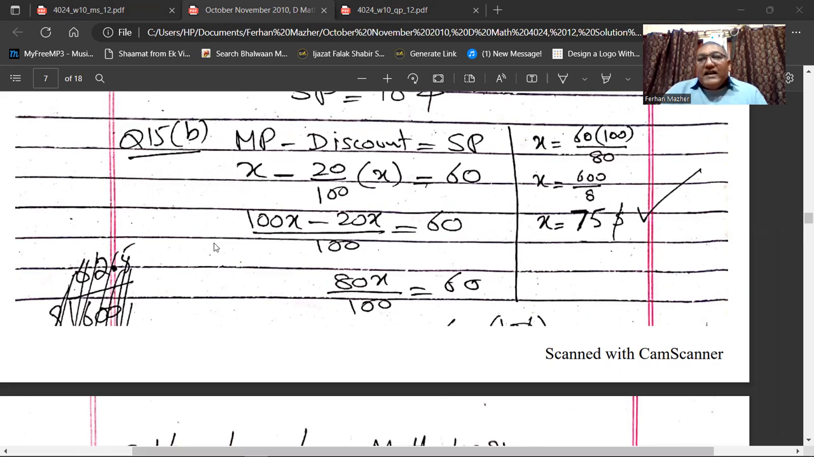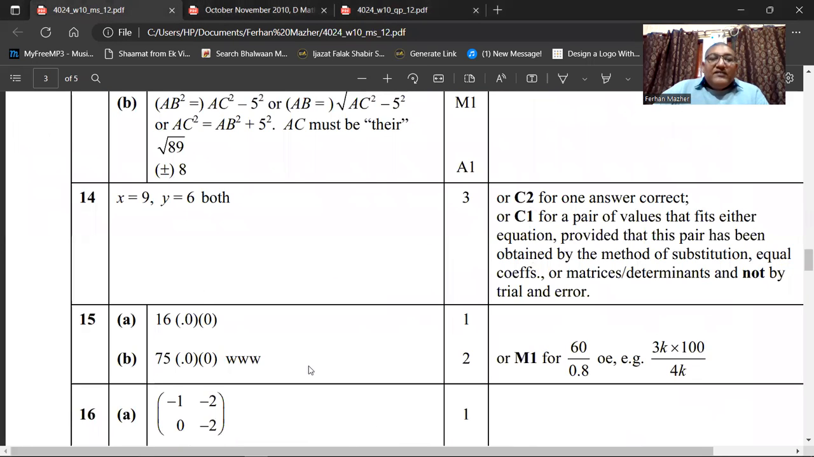So we will take the LCM here. It will be 100x minus 20x, the whole thing divided by 100, is equal to 60. 80x divided by 100 is equal to 60. So x will be equal to 60 multiplied by 100 divided by 80. So 600 divided by 8. When you divide 600 by 8, you get 75. So the marked price is $75. 75 is the right answer, sir.